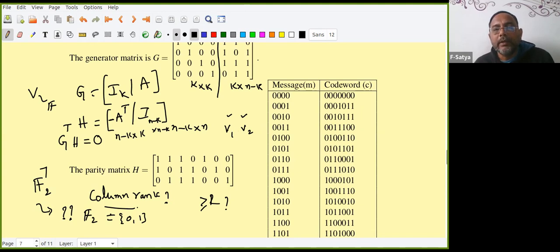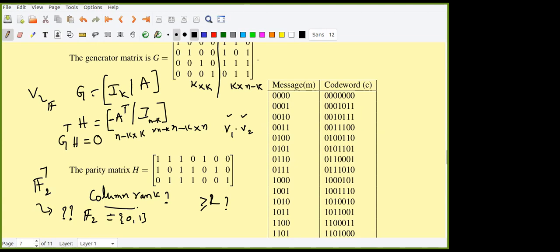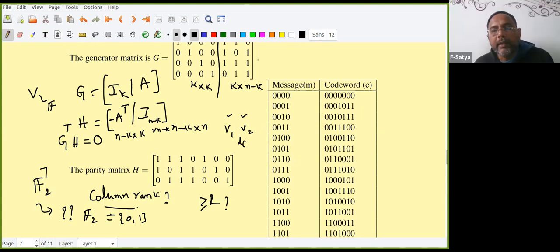Again, you are not telling. V1 and V2 are linearly dependent. What is the meaning? They are linearly dependent means one is a scalar multiple of the other. But these are non-zero. They are dependent. What is the meaning? Yeah, Mehak, at least now can you say?